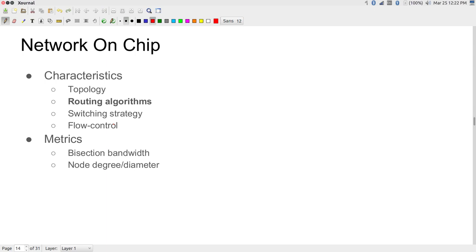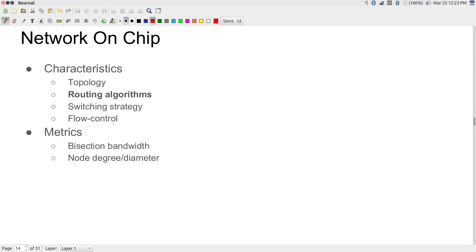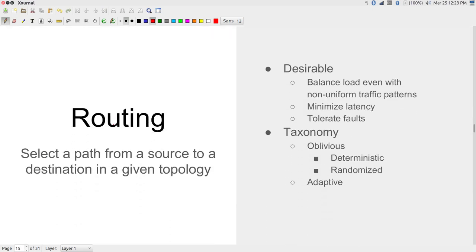Whereas switching is a much more local strategy question. It's just at a given node, if I see a piece of data coming in, what should I do with it? Should I send it north, south, east, west? Right? So typically switching strategies are sort of more local. Routing strategies build on top of them. Okay? So routing strategies are at a slightly higher level of abstraction than switching. And finally, there is also the concept of flow control, which we'll get to at the end. So right now let's look at routing. The idea in routing is, how do I select a path from a source to a destination in a given topology? Okay.